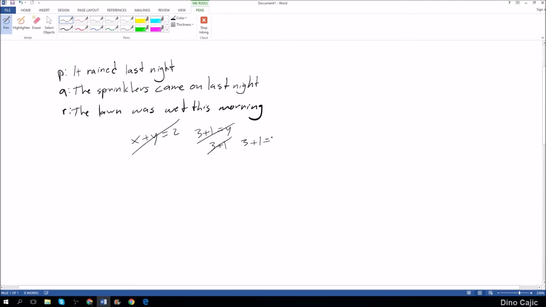3 plus 1 is equal to 4 is a proposition, and it evaluates to true. And 3 plus 1 is equal to 5 is also a proposition. However, it evaluates to false, obviously.